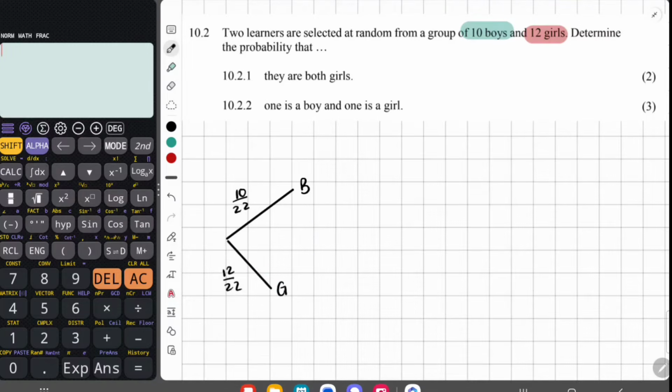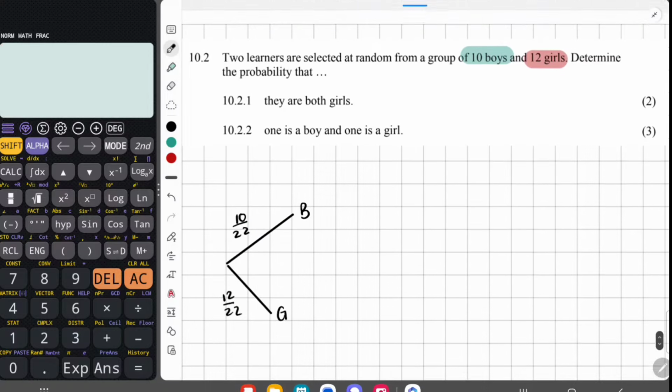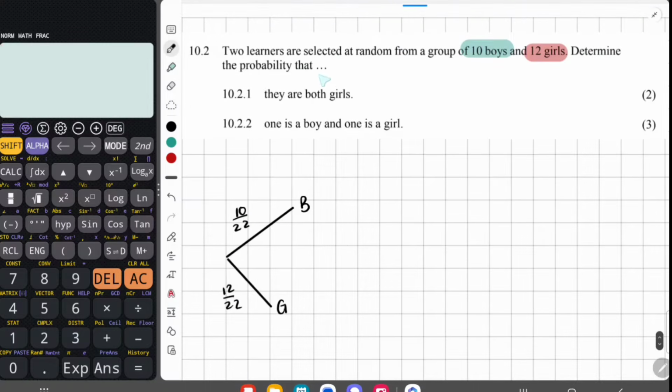This is you pick out and you could either pick out a boy or you could pick out a girl. This will be the probability of picking a boy and that will be the probability of picking a girl. Now, what I do find weird is that they don't mention that these learners are not being put back in the group again. They're just saying that 2 learners are selected at random. They're not saying that the learners are not put back in the group.